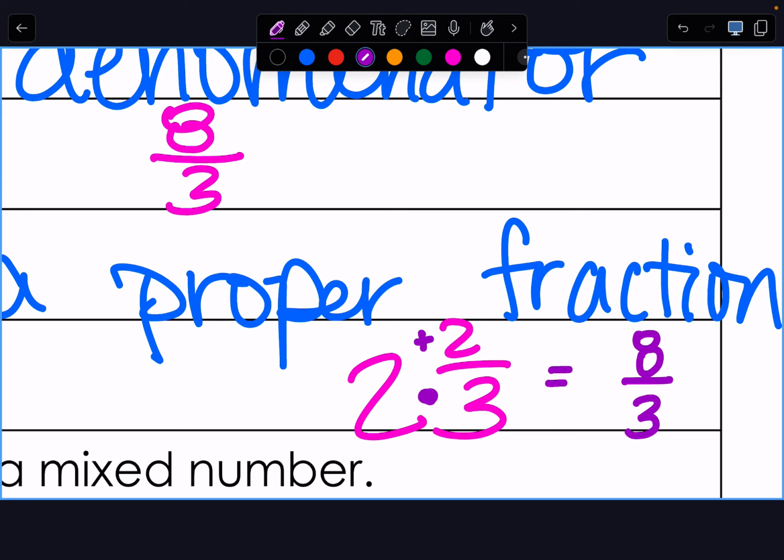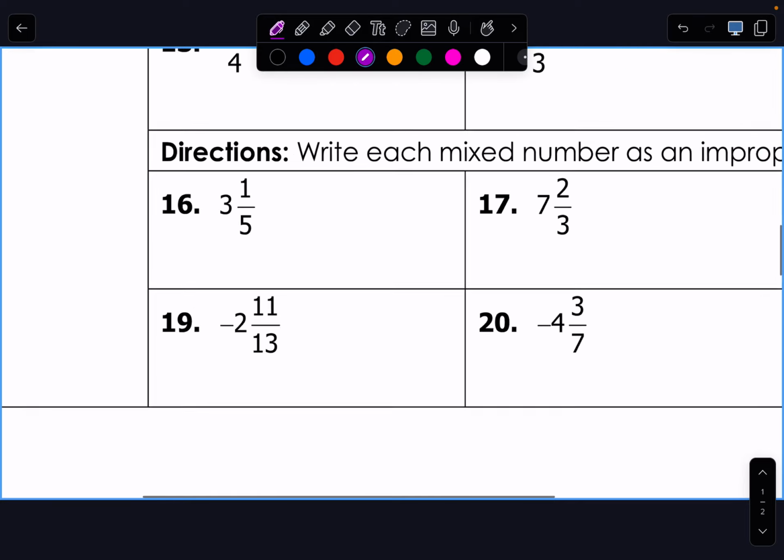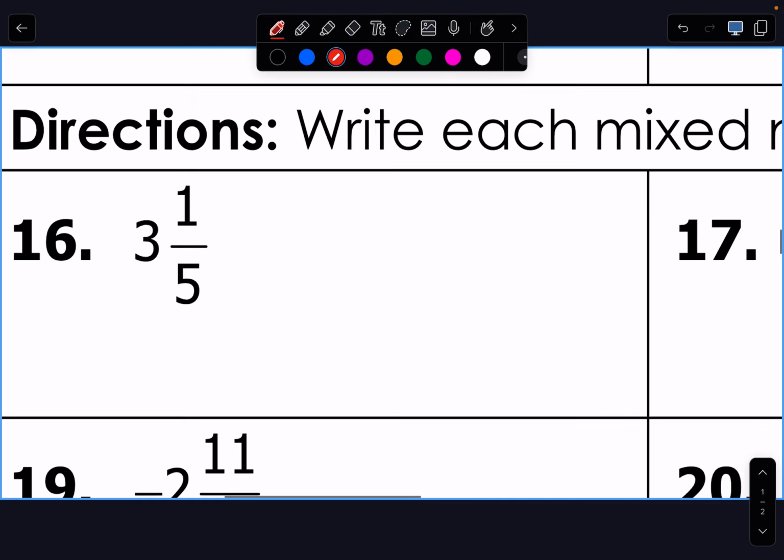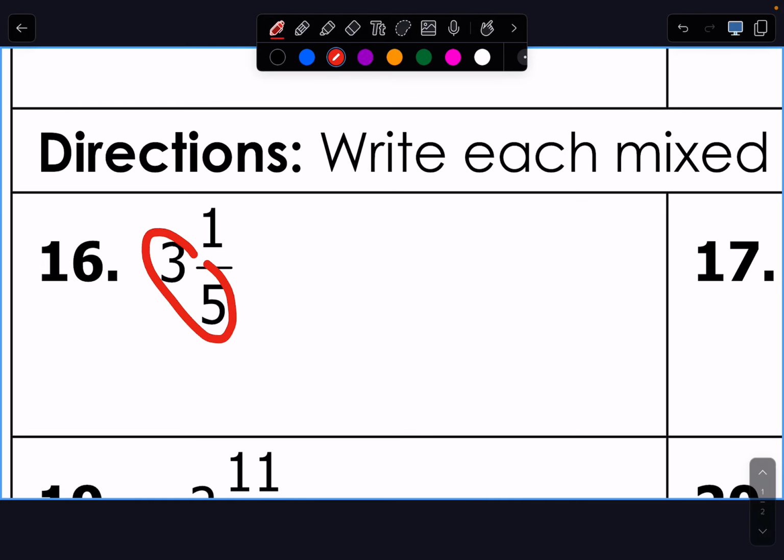Okay, so let's come down here to number 16. What you're going to do, you're going to take the denominator and the integer, and we're multiplying. What's 3 times 5? 15, and then we're going to add this number, which gives us 16 over 5.